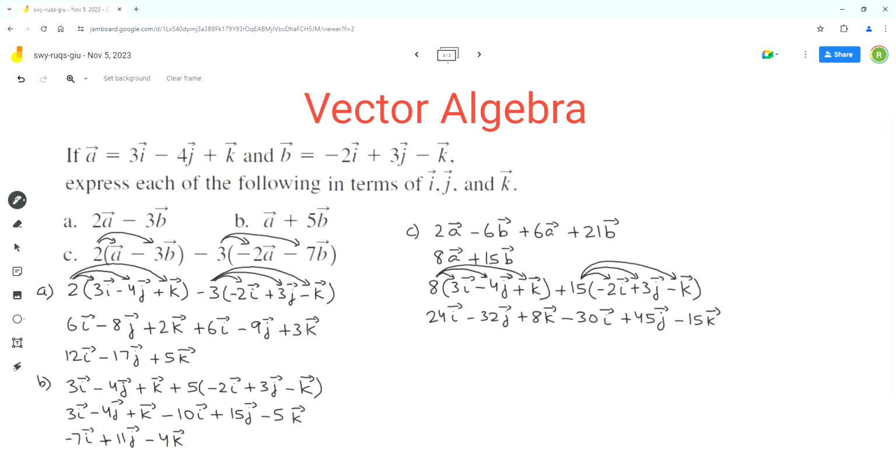Now we can combine the i, j and k terms. So for i we do 24 minus 30, which is equal to negative 6. And for j we do negative 32 plus 45, which is equal to 13. And for k we do 8 minus 15, which is equal to negative 7. So this should be the final answer for part C. So these are the steps you have to keep in mind to solve a problem like this one.